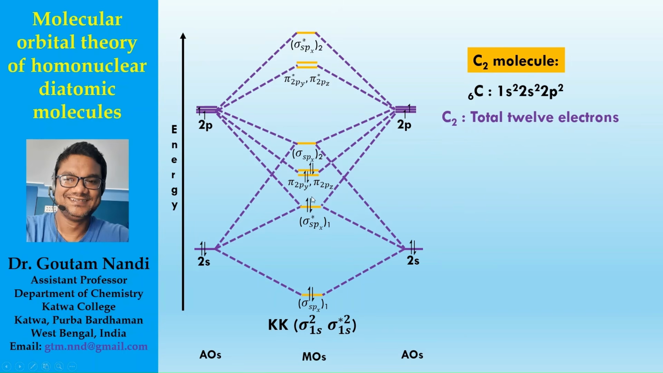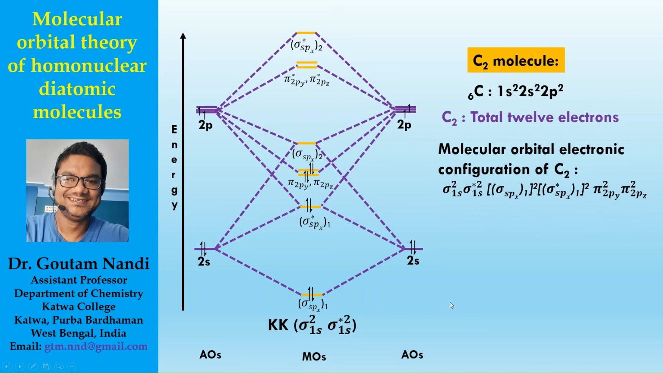Okay, so now you can see here the pi 2py and pi 2pz earlier containing 1 electron for the B2. Now they are all evenly paired. Okay, so what will be the electronic configuration? It will be sigma 1s2, sigma star 1s2, sigma spx1 2, sigma star spx1 2, pi 2py2, pi 2pz2.